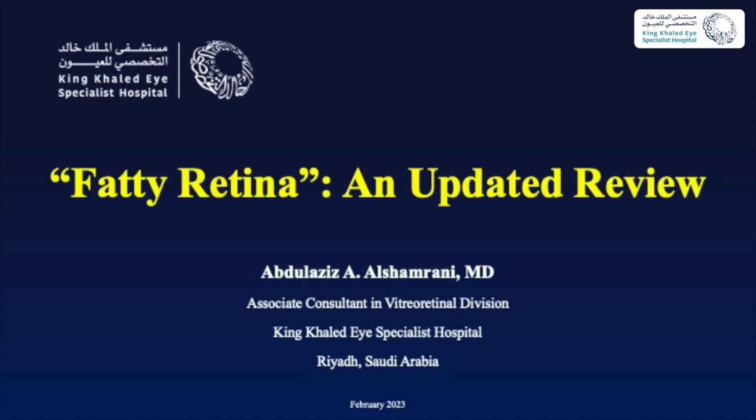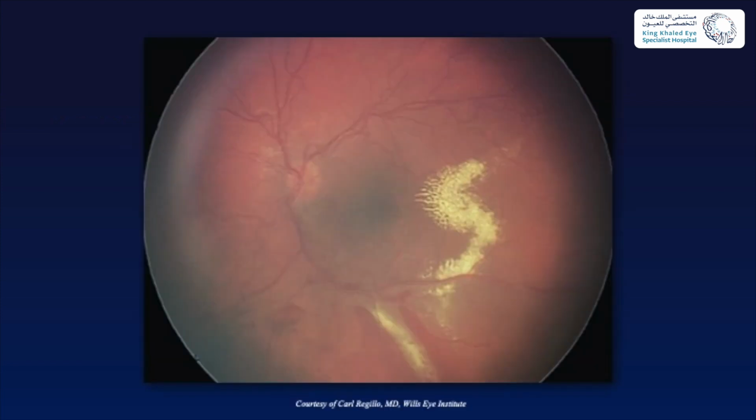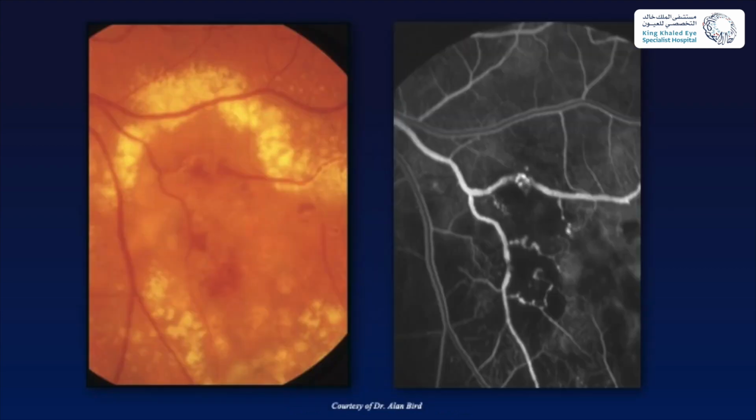Today I'll be presenting about the fatty retina. So this is a child with lipid exudation, telangiectasia at the macular area. So what is the most likely diagnosis? So this is another child with lipid exudation, telangiectasia, aneurysms, as seen in the fluorescein angiogram. So what is the most likely diagnosis?